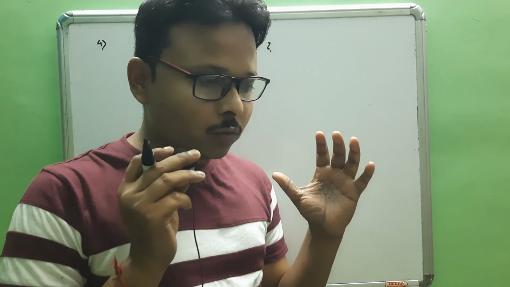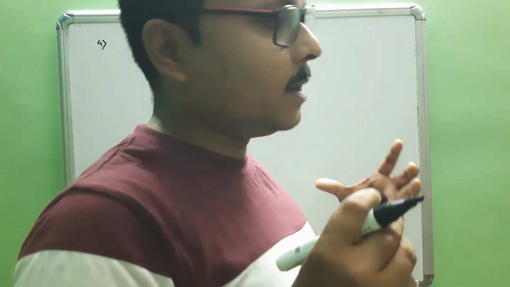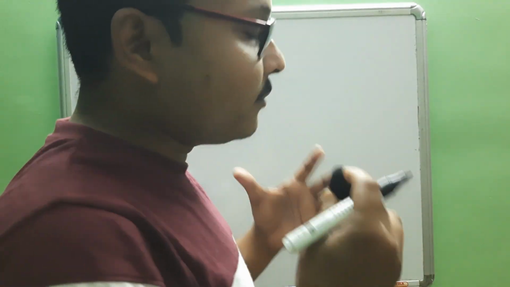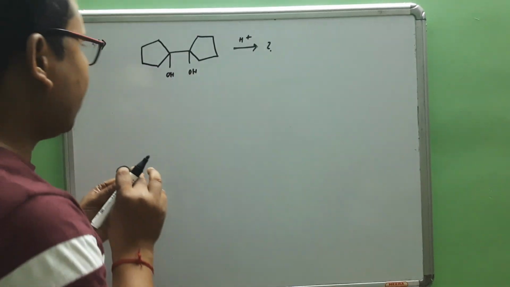No need to memorize all these products, because organic chemistry, or any other branch of chemistry, is full of reactions. You may not memorize all the reactions. If you know the mechanistic pathway well, then you can easily find out the end product. So let's go through the mechanistic pathway of this reaction.